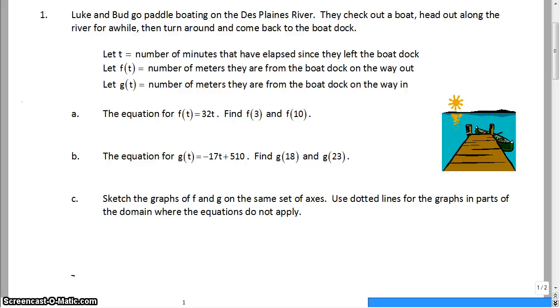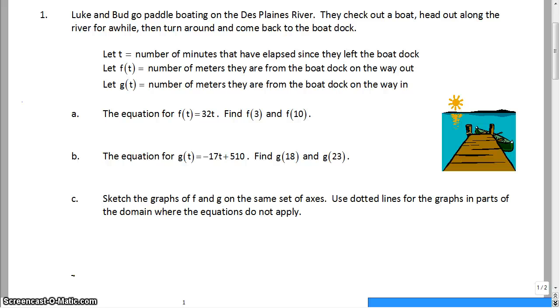We're going to have T be the number of minutes, but F of T is going to be the number of meters that they are from the boat dock on the way out. So they leave the dock, and this equation, F of T, is going to be their way out. But then coming back in, they're going to have a new equation, which is -17T plus 510 once you read part B, because obviously the current of the river is going to be a little bit different on the way out and the way coming back in.